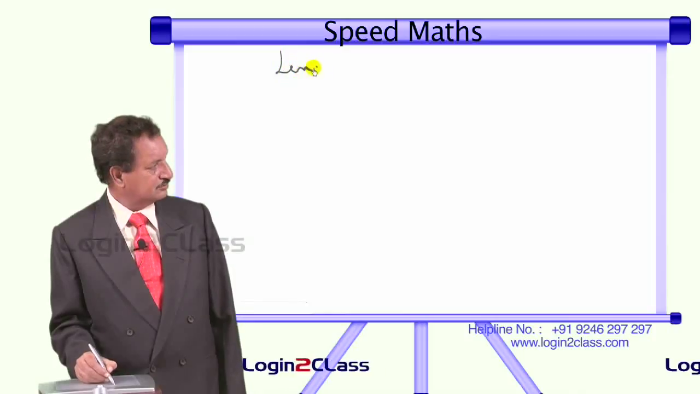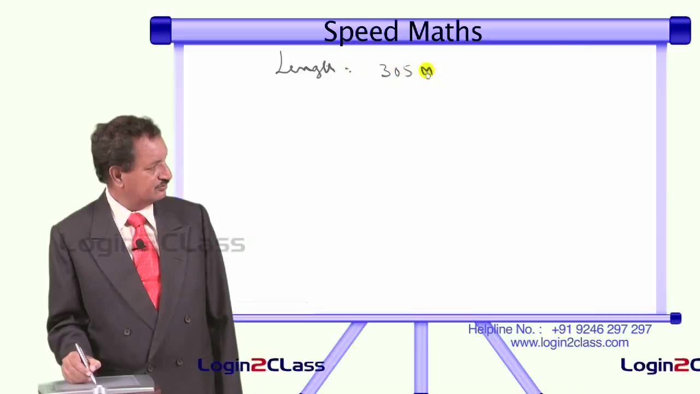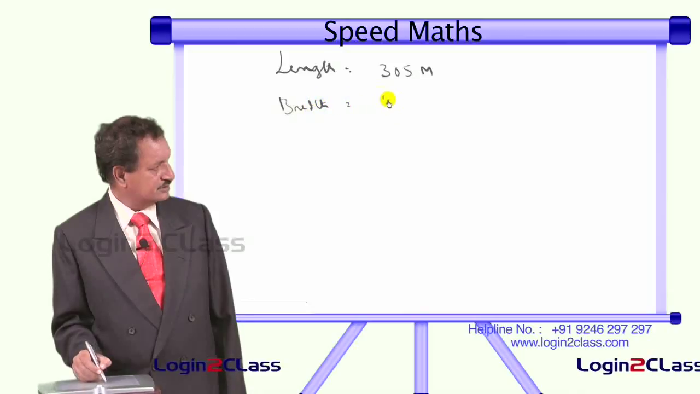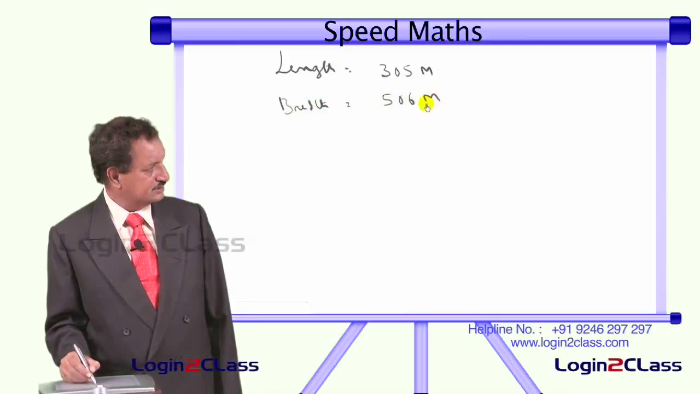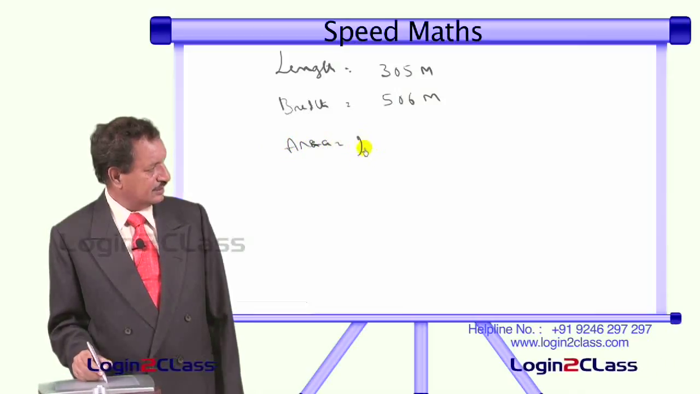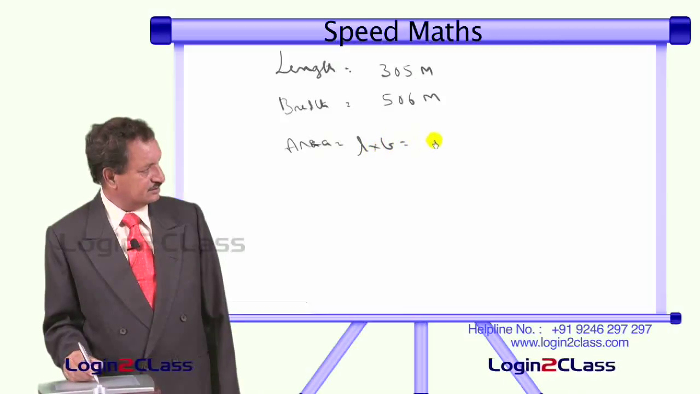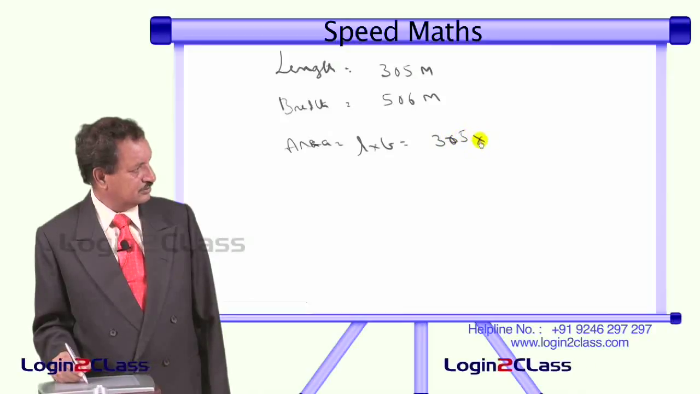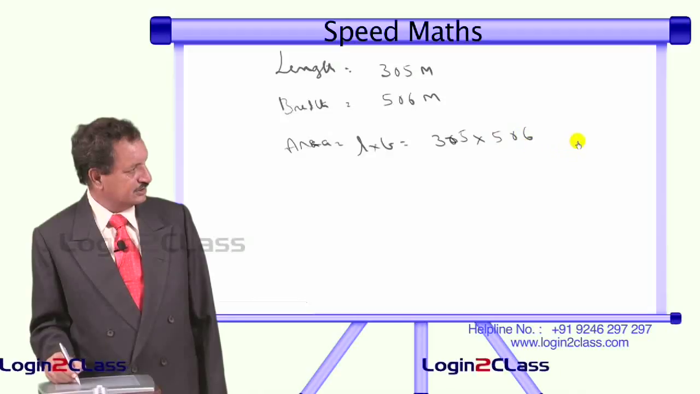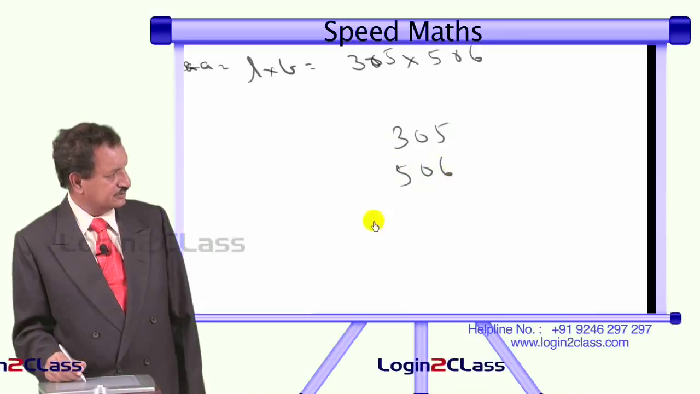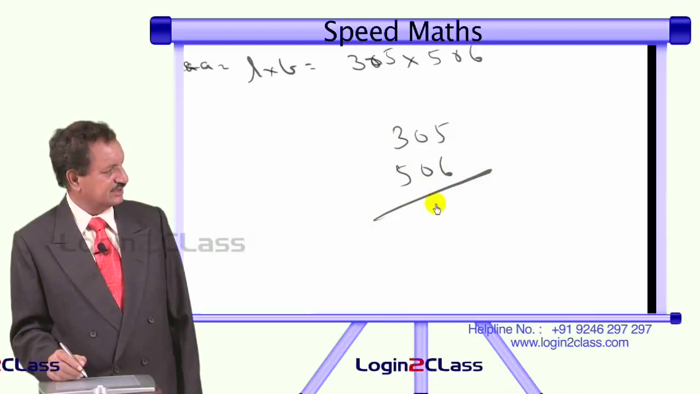First, the length is 305 meters. The breadth is 506 meters. So, what is the area? Area is length into breadth formula. So, here 305 into 506. Generally, you have to write 305 and 506. And as you know, you have to multiply 6 5 30, 6 3, all these things.